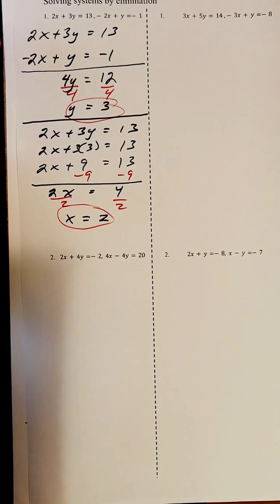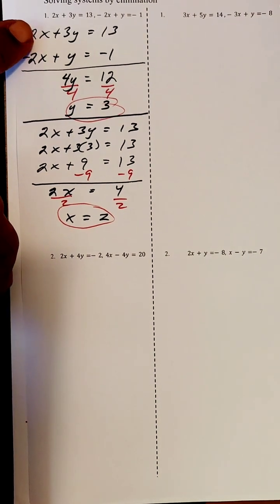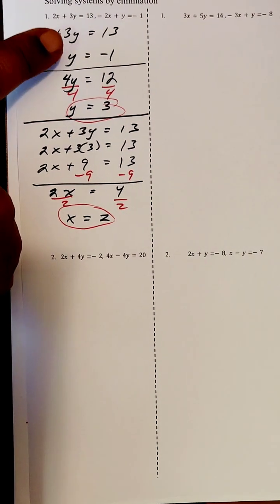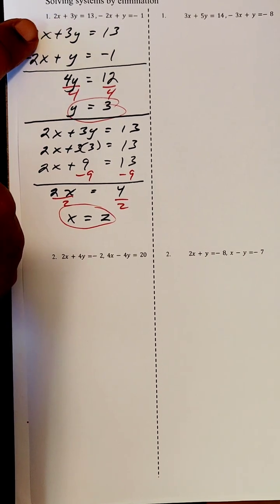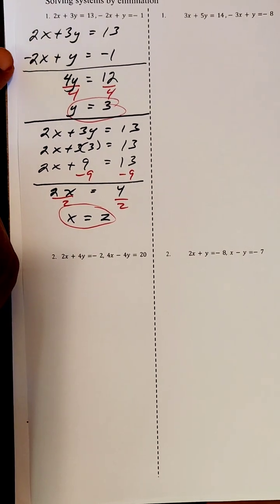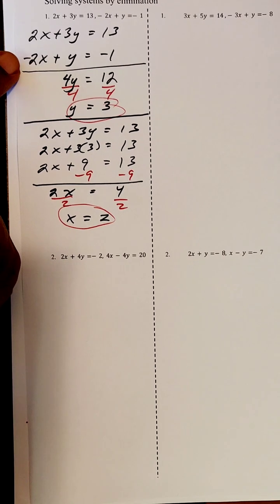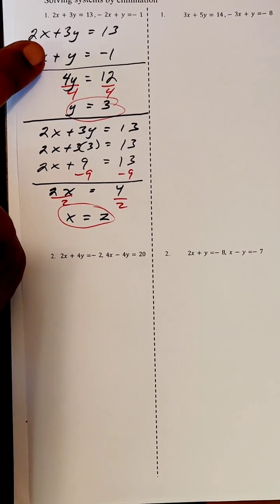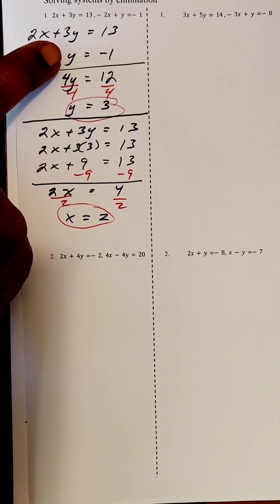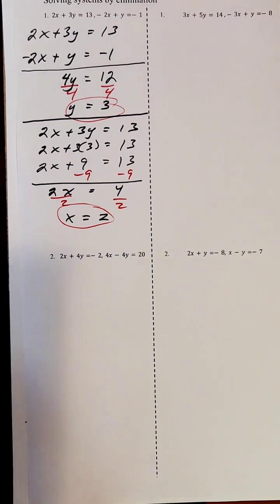And it makes sense. If x is 2, 2 times 2 is 4. And if y is 3, 3 times 3 is 9. And 4 plus 9 does equal 13. Well, if x again is 2, negative 2 times 2 is negative 4. And a negative 4 with y is 3 does make a negative 1.